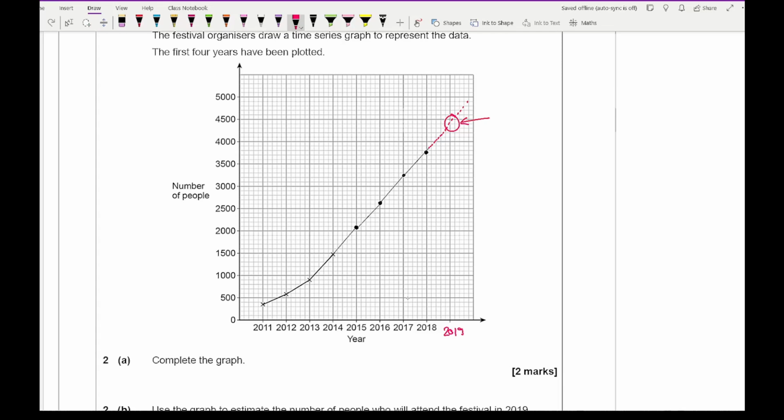Now I would say, in terms of looking at the mark scheme, they would accept any answer between 4,200 to 4,500. So anything along that region will be accepted for the 2 marks. But I certainly would write down 2019 and also draw your projection line of where you think that line would be for 2019.